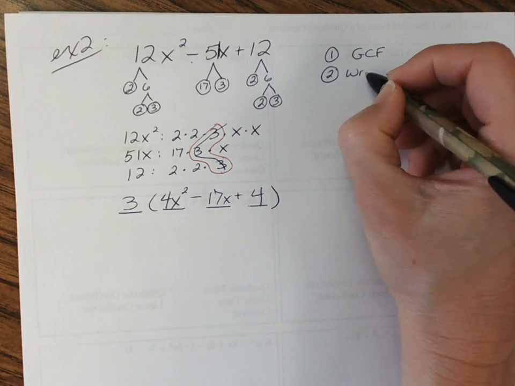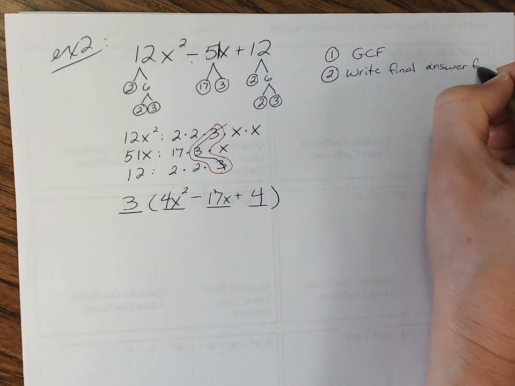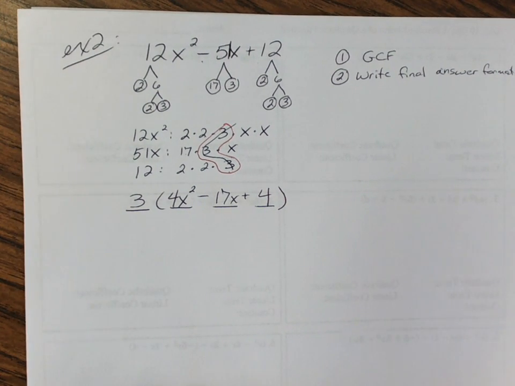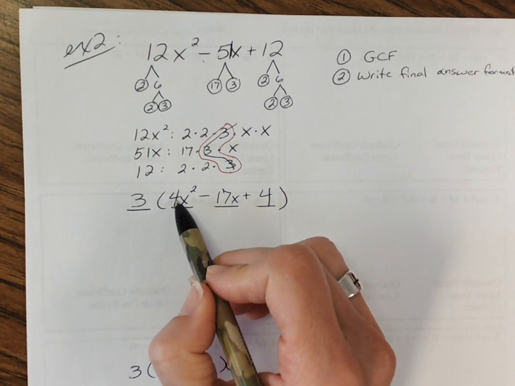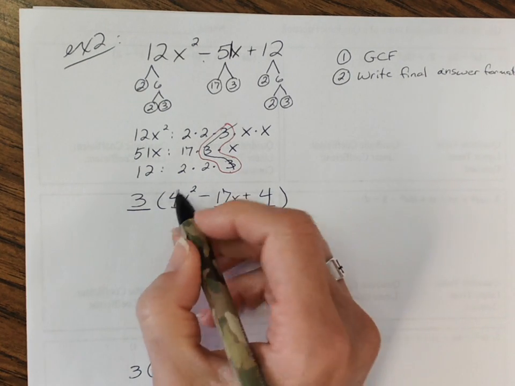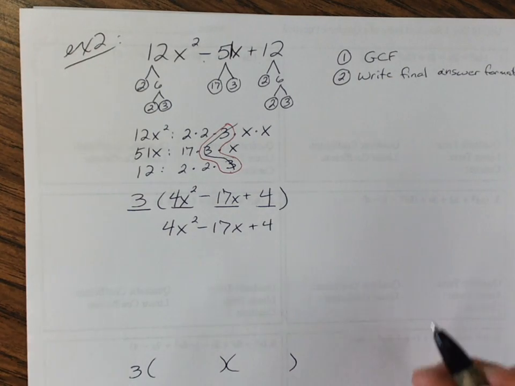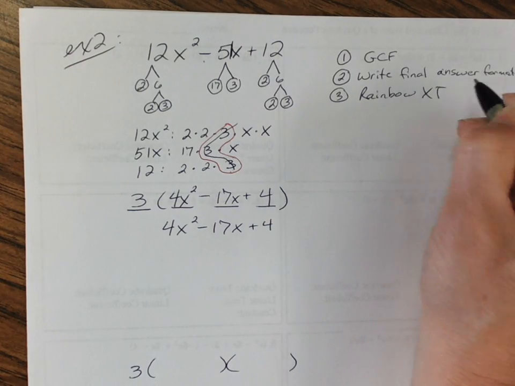Now I have to write my final answer format. Okay? So my final answer format, let me give myself lots of room here, is 3, because that's my GCF, and then the remaining trinomial is going to be split into the 2 factors. Okay? So now we're going to continue on using Rainbow XT. We're just going to factor this part because we've already factored the GCF out. I'm just writing it again because you can't see my other page.